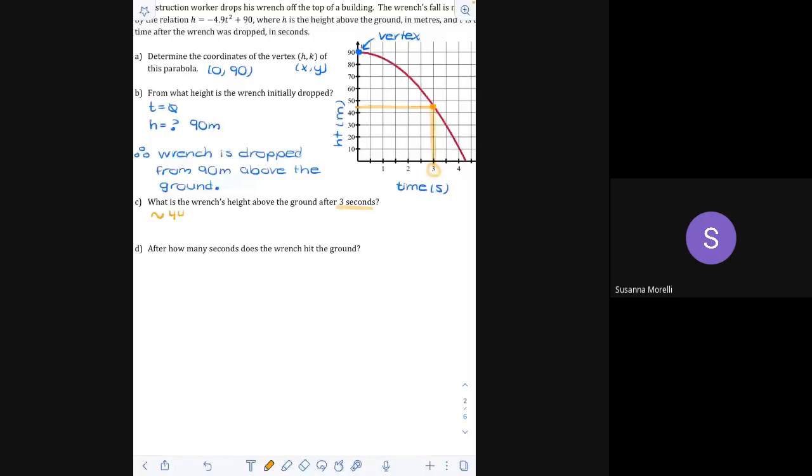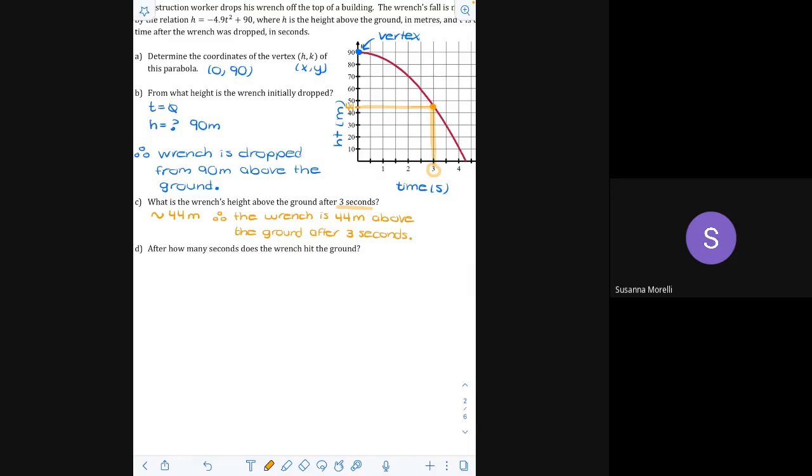So therefore, the wrench is 44 meters above the ground after 3 seconds. Okay, that's the 44. If you said 45, that would work as well. It's between 40 and 50 there.